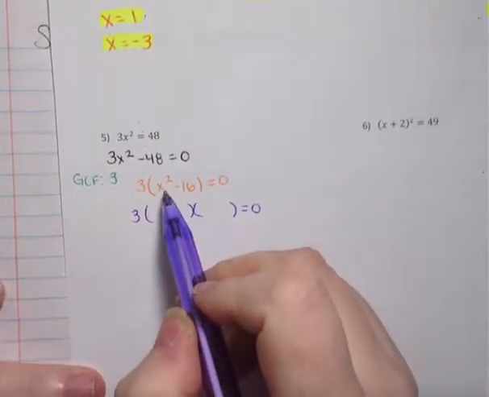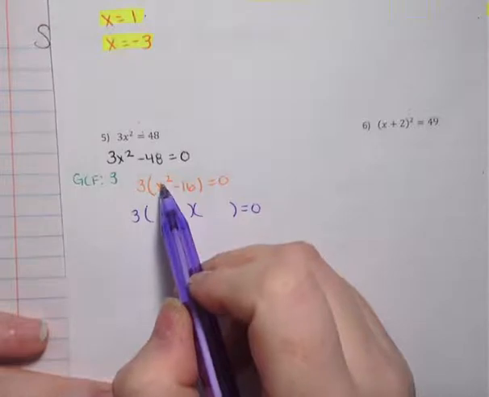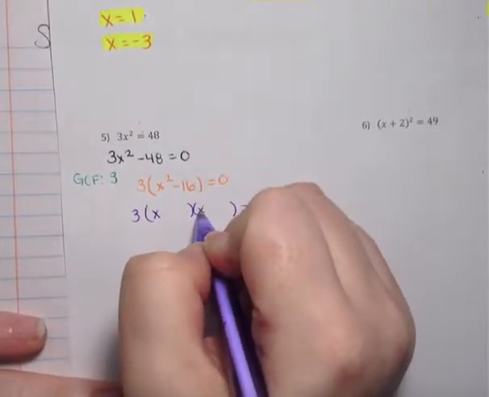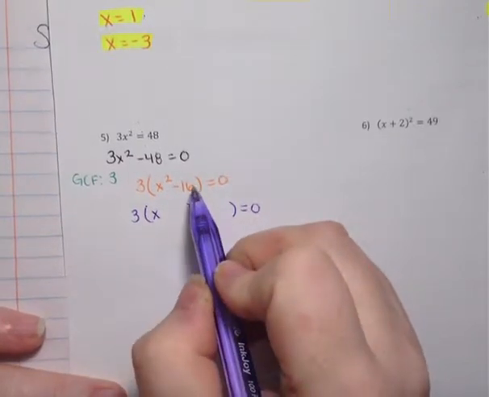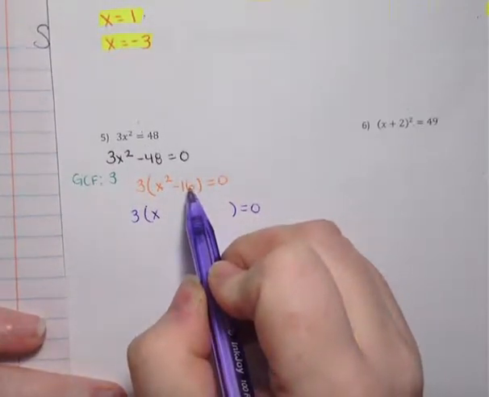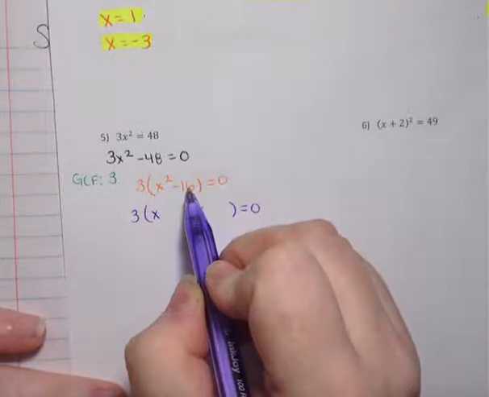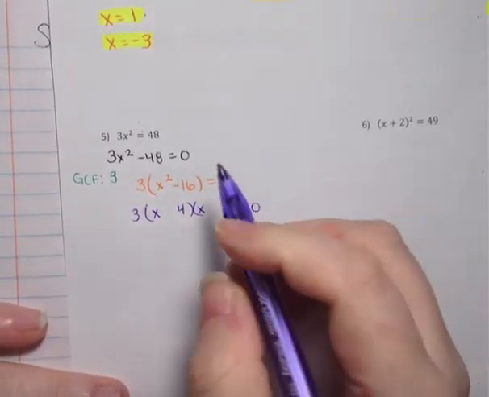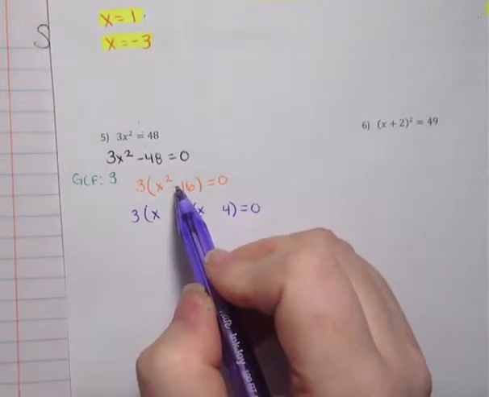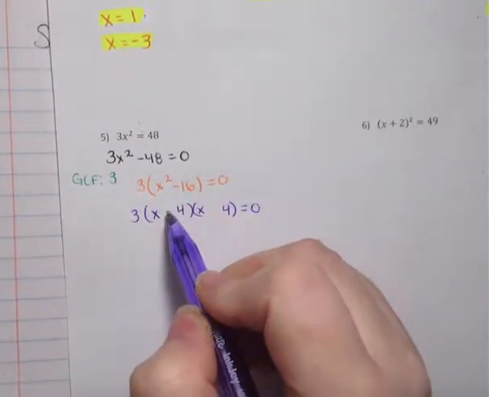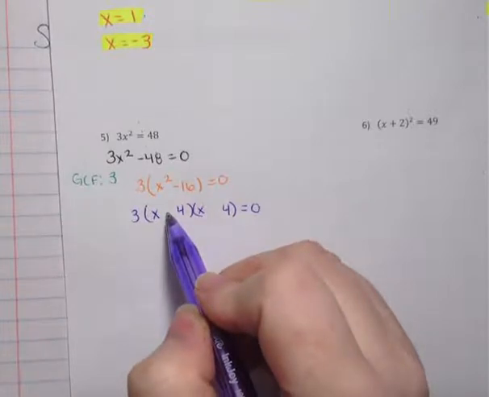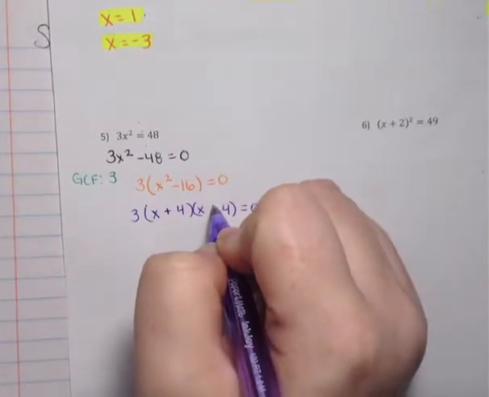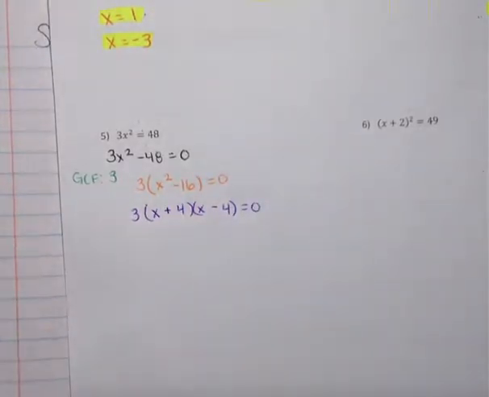To factor this difference of squares, we take the square root of x squared, which is just x, and we put that in the front of both parenthesis sets. We take the square root of the second term of 16, so that's 4. We put a 4 in the back of both parenthesis sets. And because it's a difference of perfect squares, we're going to have different signs. So one of these is going to be positive, one of these is going to be negative. So I'm going to put a plus sign in the first one and a minus sign in the second one.